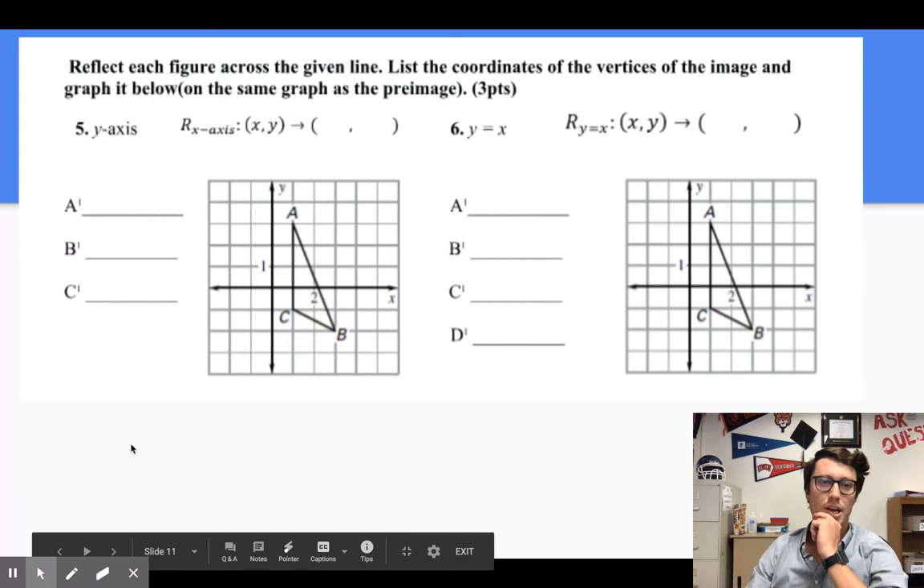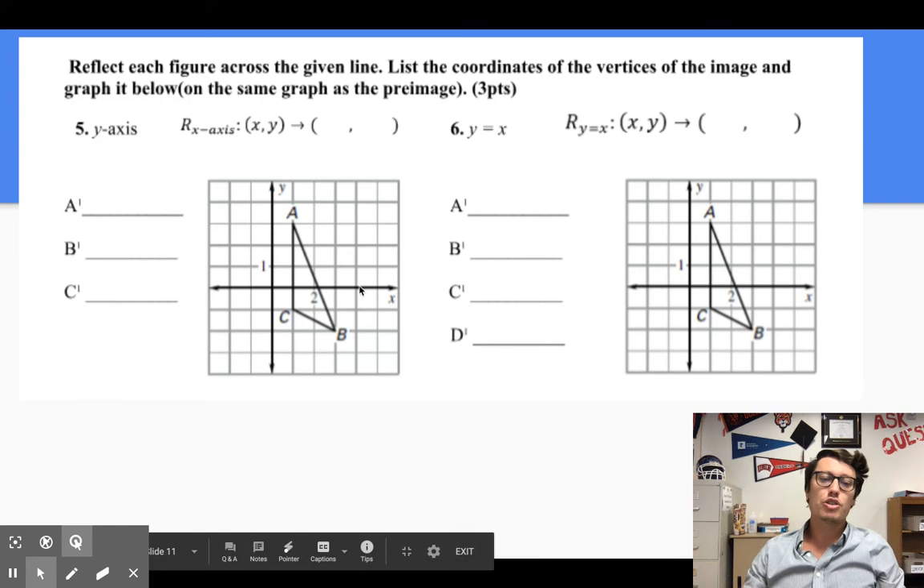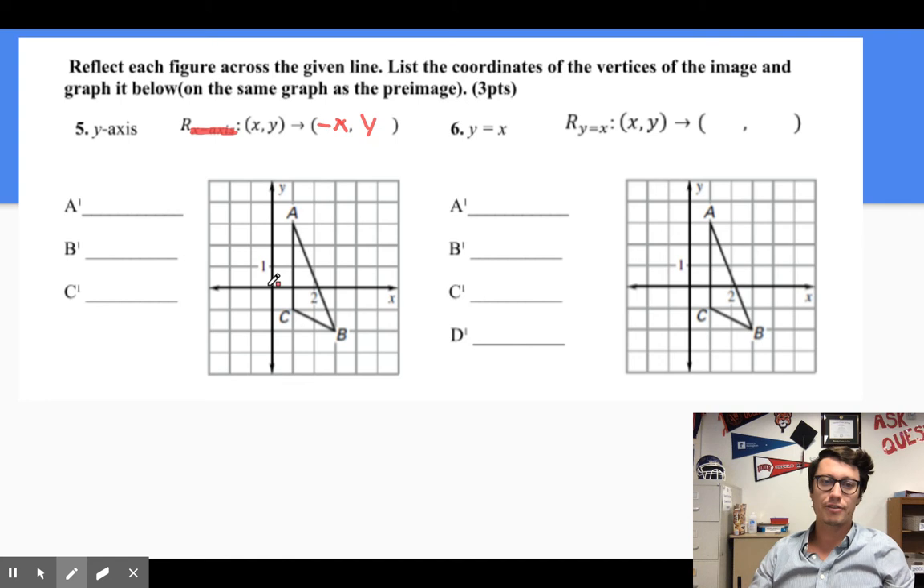Just follow the rules. Okay, reflect each figure across the given line. List the coordinates of the vertices of the image and graph it below. So again, similar to what you will see, you don't have to actually draw and graph, but it could be helpful if you draw it out. So first, notice the discrepancy, my fault. If we're reflecting across the y-axis, first you can write the rule just to help you. (x, y) is going to change to (negative x, y). All we're going to do is change the sign of our x values. This is only asking for our prime, but to help myself out, I'm going to write the coordinates of the original here as well.